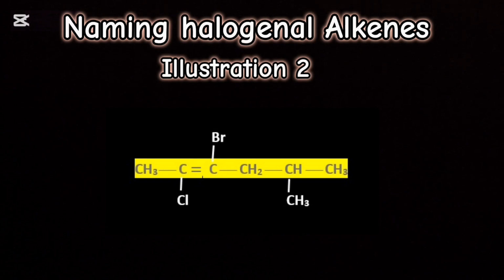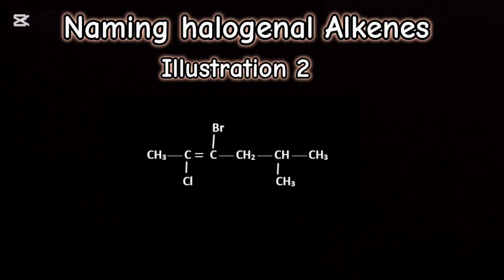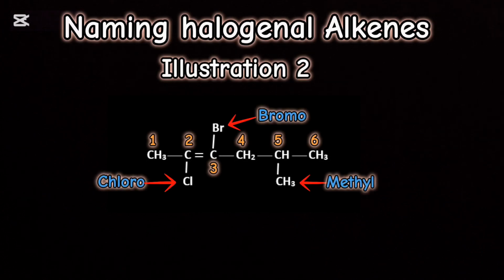The second guideline mandates that we assign numbers to our parent chain starting from the side or from the end of the chain closest to the carbon-carbon double bond. Without wasting time, we shall number starting from the left end of the carbon chain, and this has been done as displayed there. At this point, notice that we do have a chloro substituent on carbon number 2, a bromo substituent on carbon number 3, and a methyl group on carbon number 5.